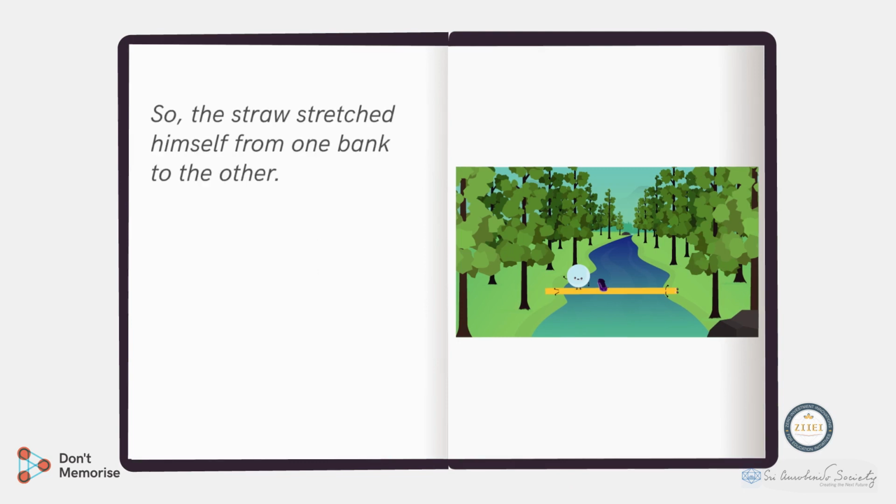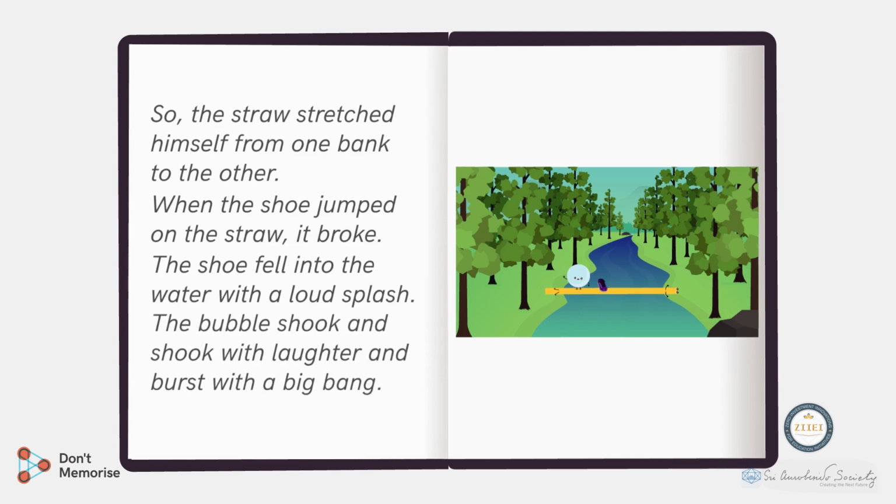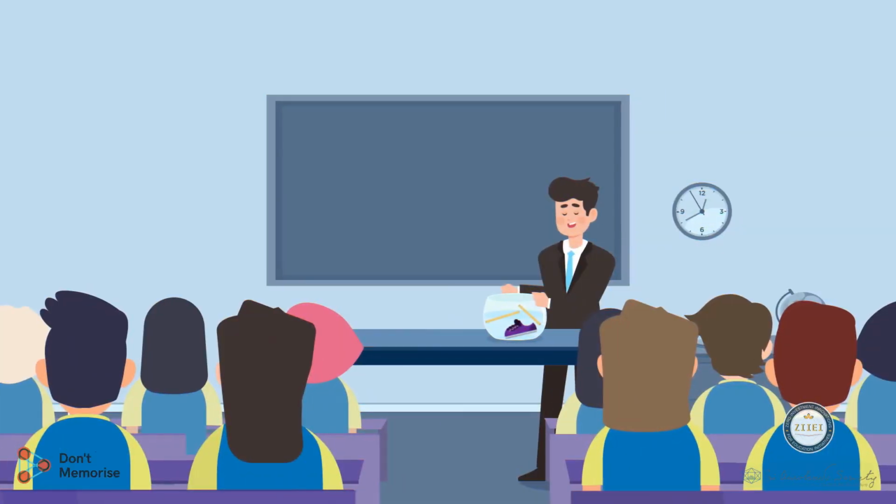So, the straw stretched himself from one bank to the other. When the shoe jumped onto the straw, it broke. The shoe fell into the water with a loud splash. The bubble shook and shook with laughter and burst with a big bang.